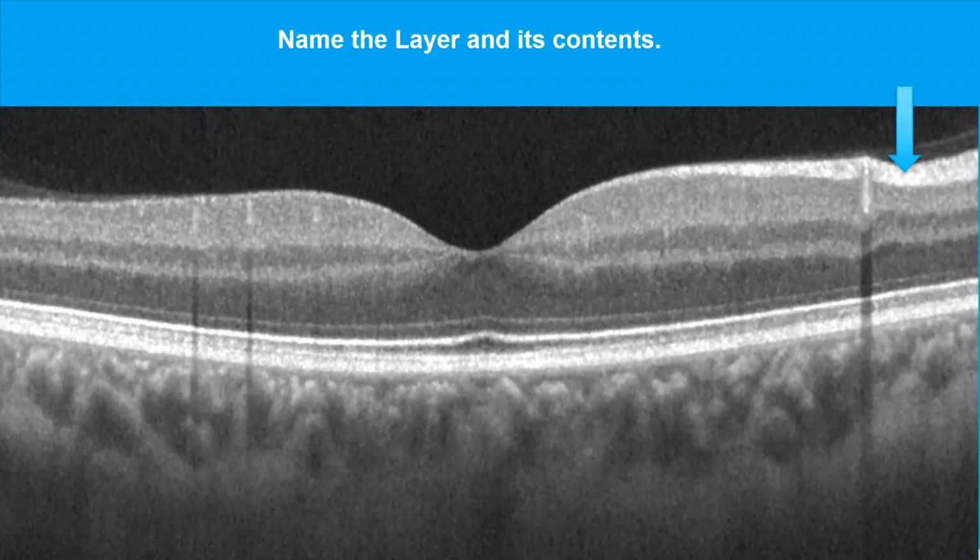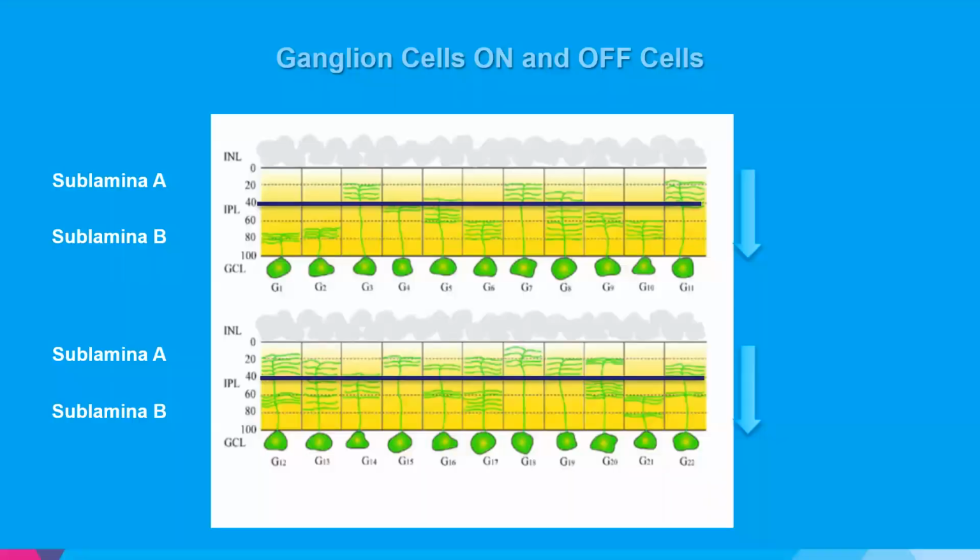Name the layer and its contents. Nerve fiber layer. Axons of ganglion cells. Perfect. All right, remember this. Okay, so I'm going to point. I'm going to tell you.